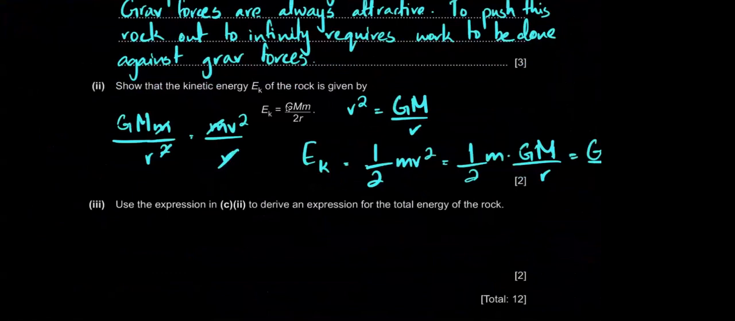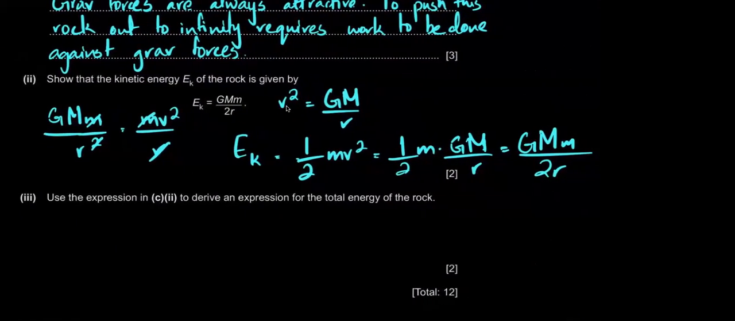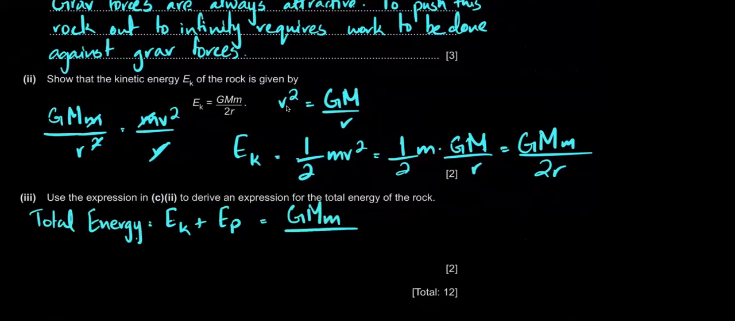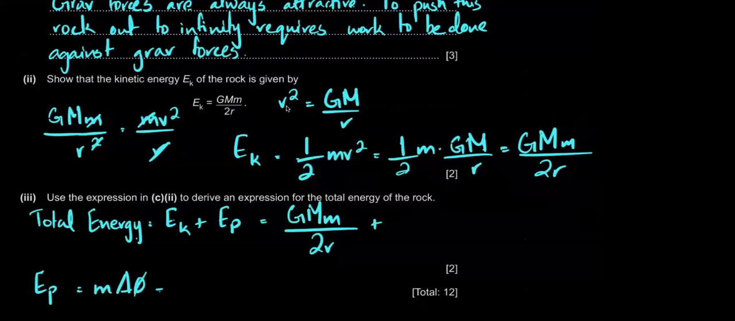The next part, and this is the last part of this question: use the expression in part 2 to derive an expression for the total energy of the rock. If you talk about the total energy, that would be the kinetic energy plus the potential energy, right? The expression for the kinetic energy we calculated above. For the potential energy, it would be m times delta phi, the mass of this rock times the change in gravitational potential. If it's being brought in from infinity, the change in the gravitational potential would just be the gravitational potential itself, right?